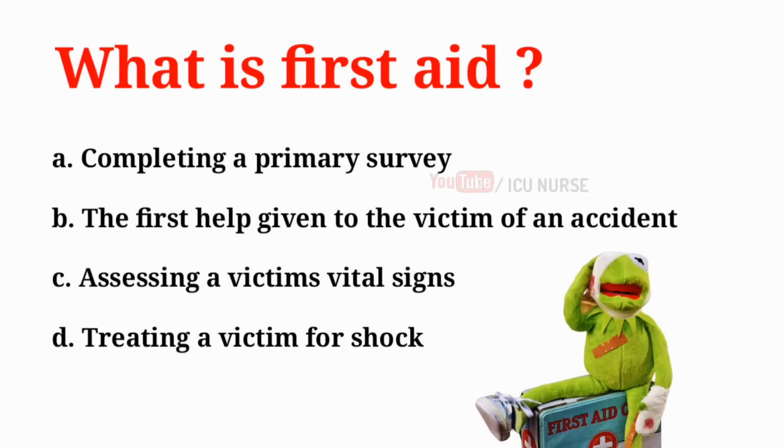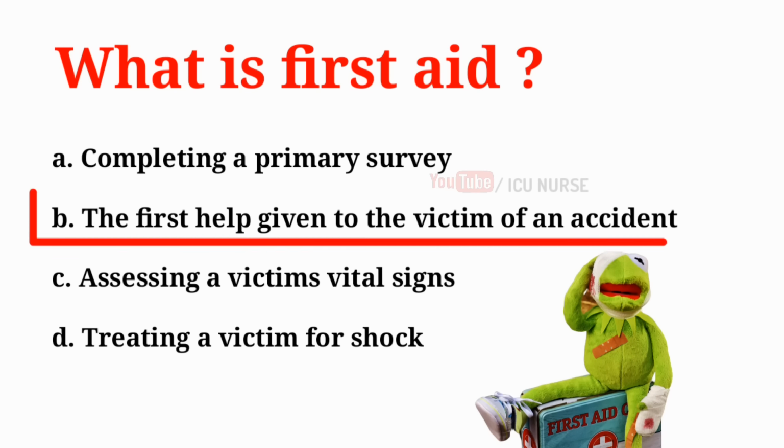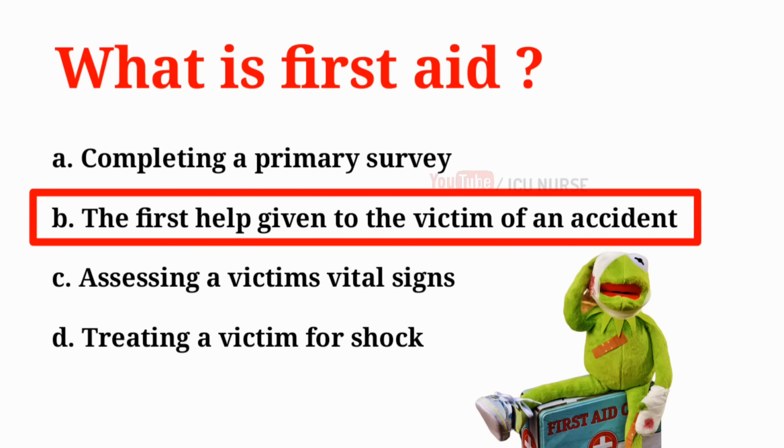What is first aid? A. Completing a primary survey. B. The first help given to the victim of an accident. C. Assessing a victim's vital signs. D. Treating a victim for shock. And the correct answer is B. The first help given to the victim of an accident.